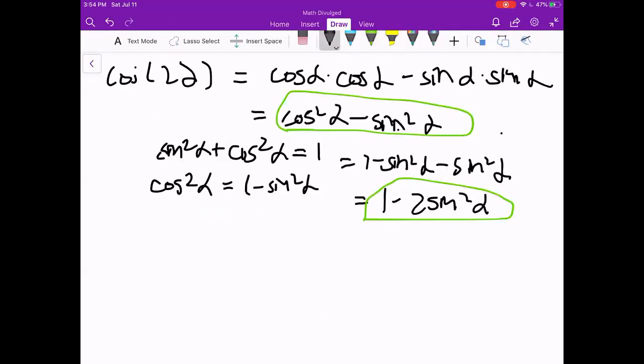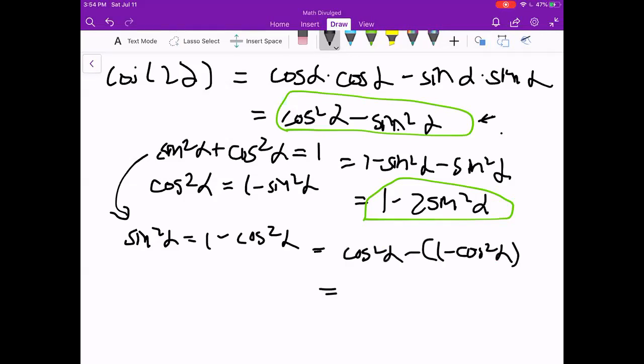And also there's one last form. So from this equation again, we get that sine squared alpha, this time moving the cosine squared alpha to the other side, is equal to 1 minus cosine squared alpha. So if we plug this into this original green equation right here, this is equal to cosine squared alpha minus 1 minus cosine squared alpha, which is equal to 2 cosine squared alpha minus 1. So this is our third and final form for cosine of 2 alpha.